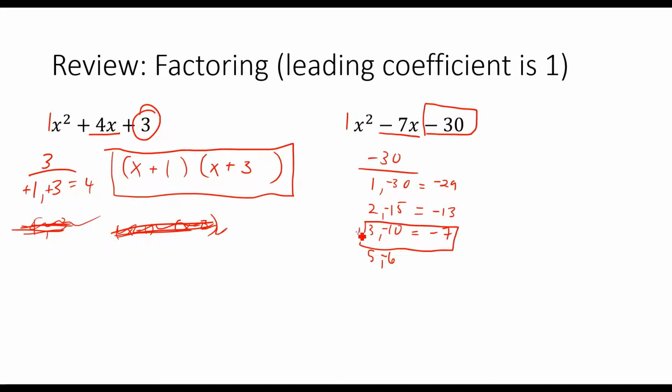Since it's a positive 3, this means that we'll have x plus 3. And since that's a negative 10, this means that we'll have x minus 10 as our other factor. Okay, and that's what I was talking about over here, the stuff that I scratched out. So that's our completely factored out form of the equation. Hopefully you remember that part at least.